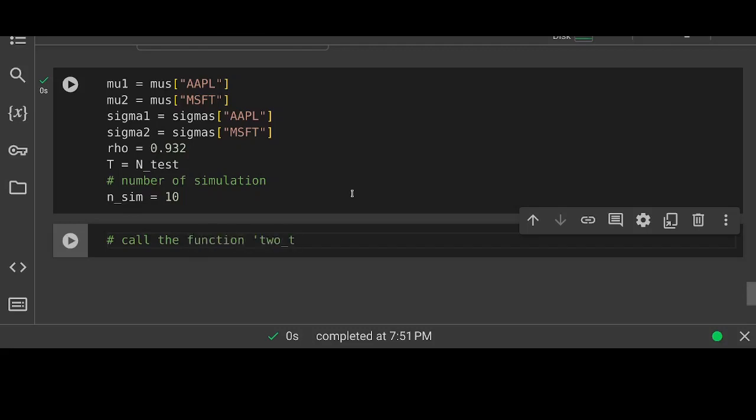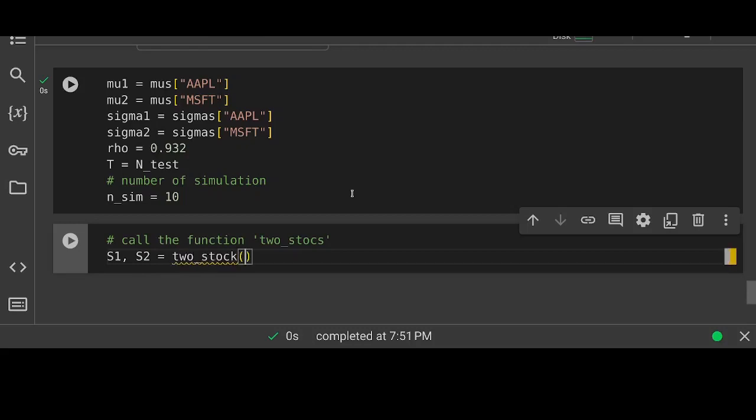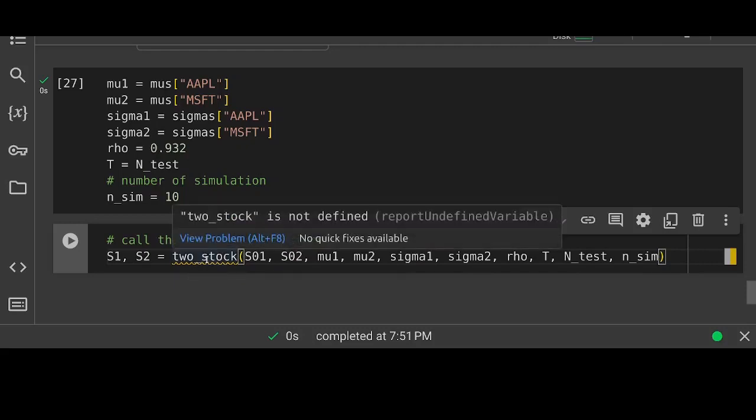The two-stocks function. So the output is two data frames, let us call them S1 and S2. Therefore, these are the inputs that we have to insert: S01, S02, mu1, mu2, sigma 1, sigma 2, and the correlation, the time capital T, and the number of simulations.